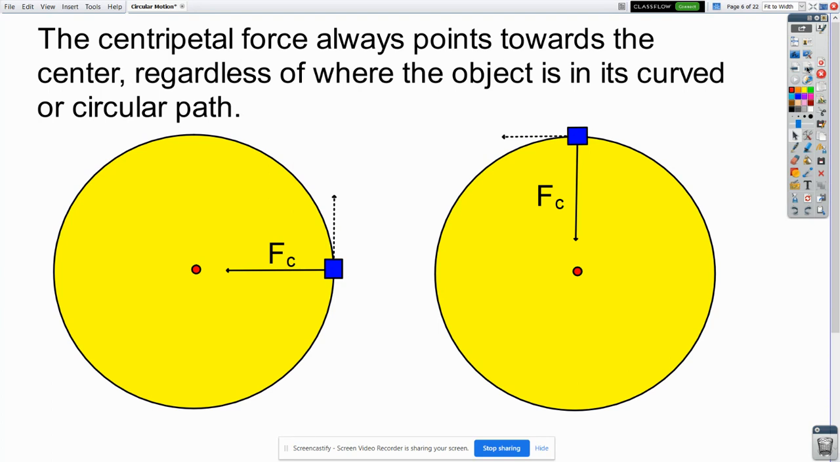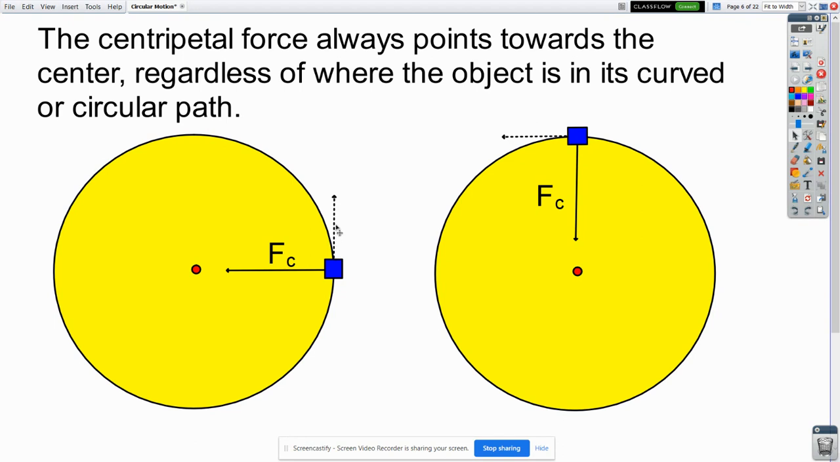One of the things you'll have to be able to do is draw centripetal force on a diagram. You'd have an object moving in a circular path, and your job would be to draw in this centripetal force arrow. And what I want to point out to you is that it always points towards the center of the circle or the curve. So my object, this blue box, is following the black line going in a circle. The centripetal force always points towards the center of the circle, no matter where the object is.